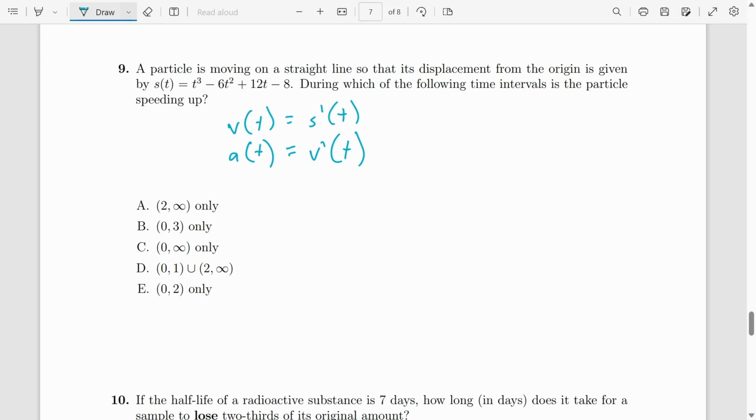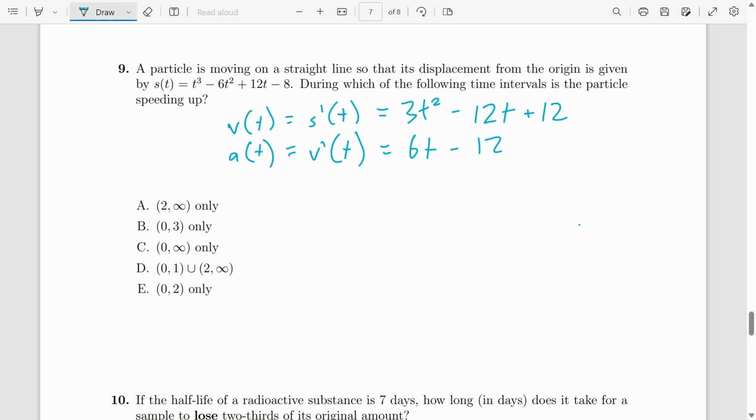Actually, it might be the only way to figure out these time intervals. So let's go ahead and do two derivatives. So v of t, actually, let's put it up here. V of t equals the derivative of s of t, which equals 3t squared minus 12t plus 12. You can forget the 8 because that's a constant, and the derivative of a constant is just 0. So just ignore it. And then the acceleration is equal to the derivative of velocity, which is equal to 6t minus 12. Same situation here. We can just forget the plus 12 because it's a constant.